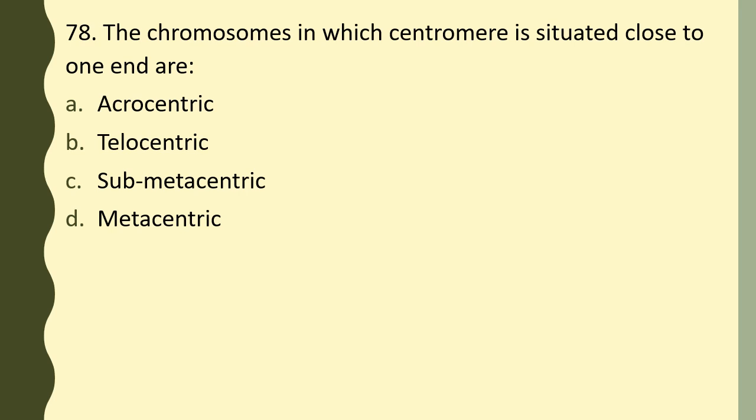Question number 78. Chromosomes in which centromere is situated close to one end is called as acrocentric, telocentric, submetacentric, metacentric. Correct answer is option A, acrocentric chromosomes.